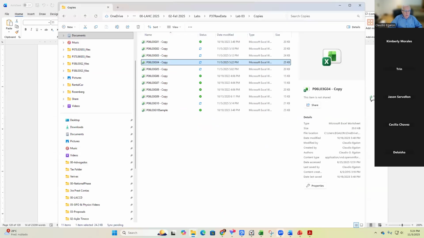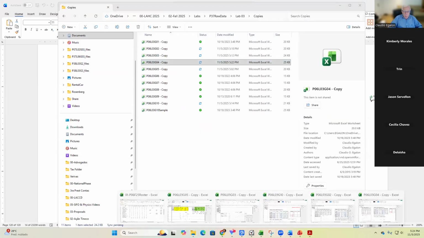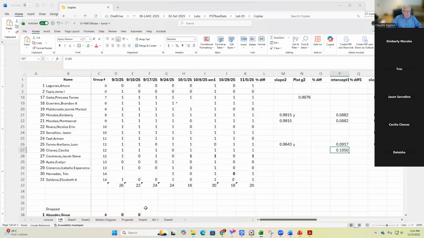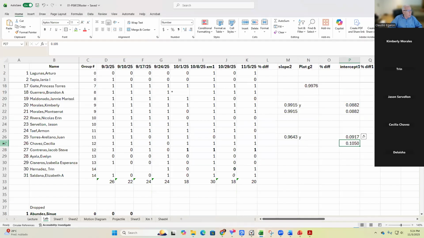And did you plot the second graph as well? Yes. Okay, so let's see that one, the slope. I have 0.9330. 0.933. Okay, which is good. 6 to 7% difference.